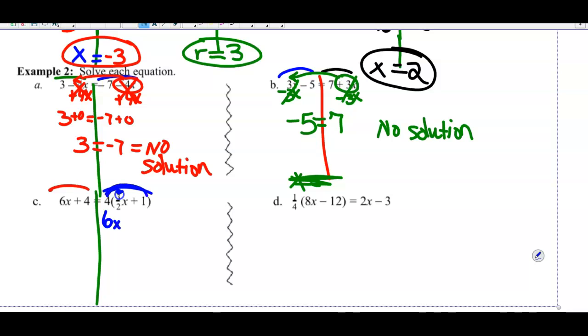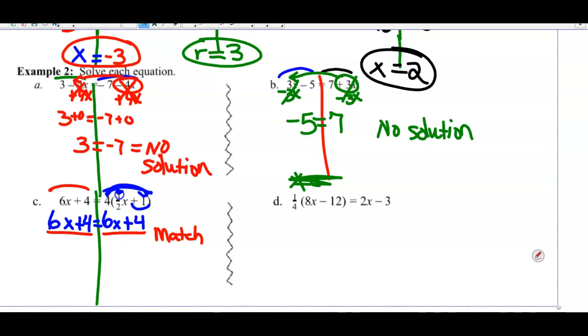Next, we're going to distribute again. 4 times a positive 1 is positive 4. So I did the distributive property. I'm going to just drop this down here. 6x plus 4 and my equal sign. I didn't use the other side. So from here, I can look at the problem and I can see right away these are identical. They match. They're the exact same thing.